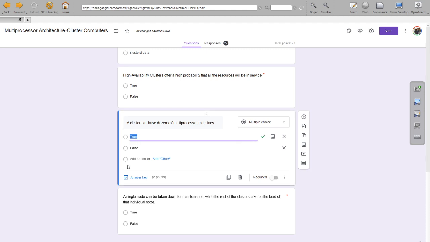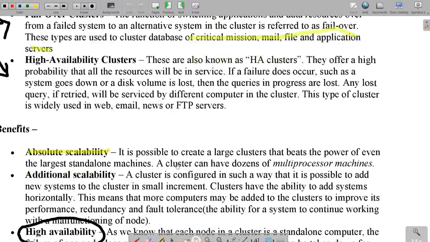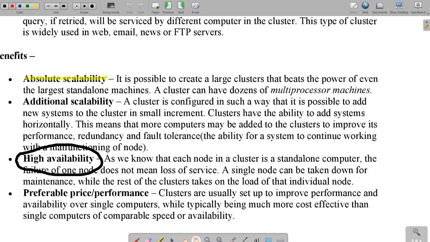A single node can be taken down for maintenance, while the rest of the clusters take on the load of that individual node. Is the statement true or false? So this was one of the main advantages of using cluster computers, which we termed as high availability during our discussion. A single node can be taken down for maintenance.